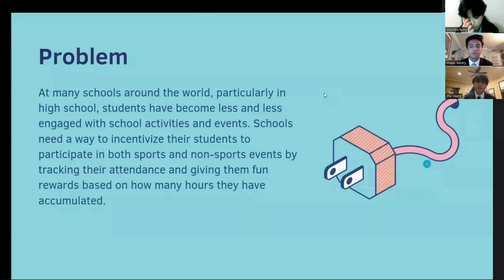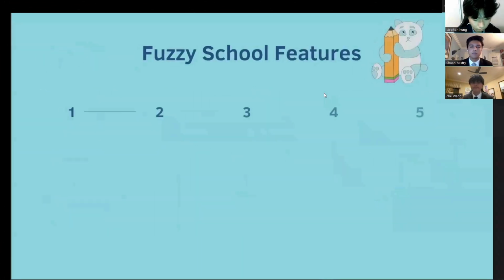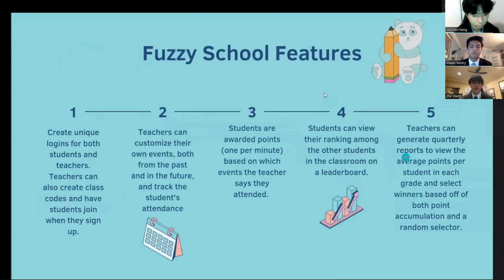Problem: students are not engaged, and this app is to encourage engagement within students. Fuzzy School has five features. One is to create an account. Two is to customize an event. Three is to add a point system. Four is to do a leaderboard, and five is to put out a report.